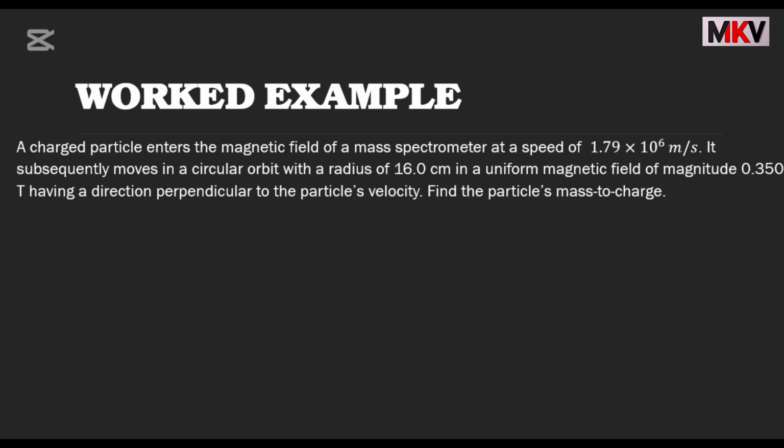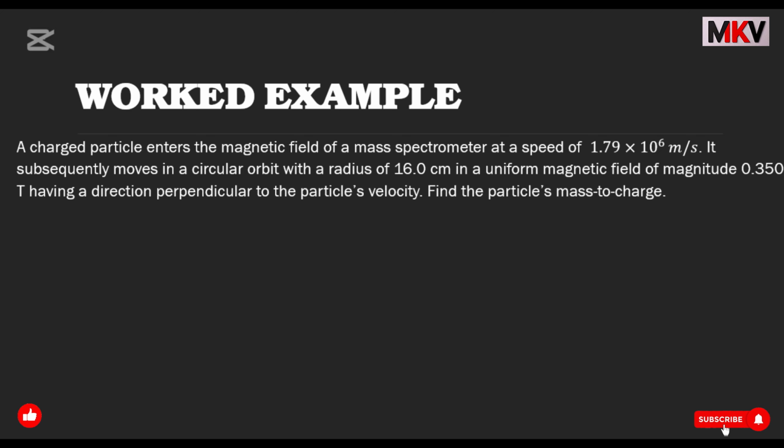Now let's look at some worked examples and see how these equations and concepts are applied. A charged particle enters a magnetic field of a mass spectrometer at a speed of 1.79 times 10 to the power 6 meters per second. It subsequently moves in a circular orbit with a radius of 16 centimeters in a uniform magnetic field of magnitude 0.350 Tesla, having a direction perpendicular to the particle's velocity. Find the particle's mass to charge ratio.